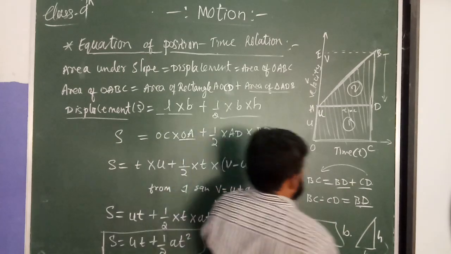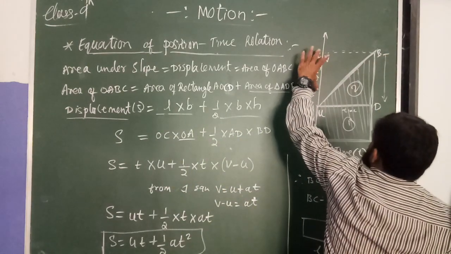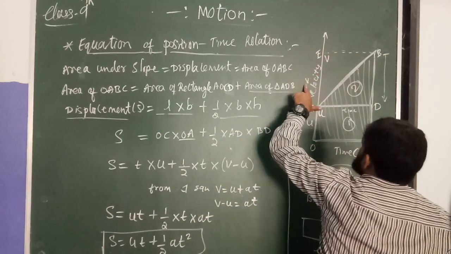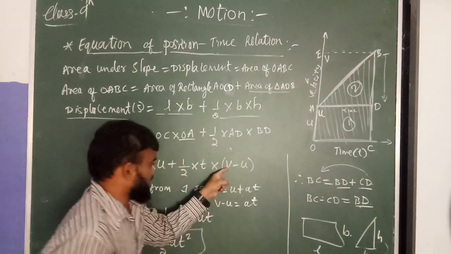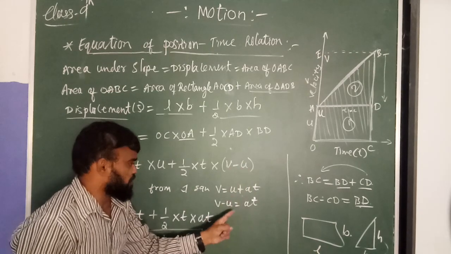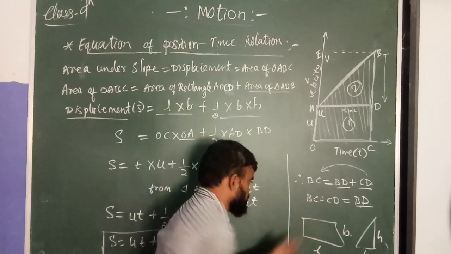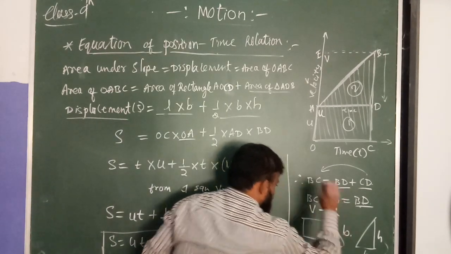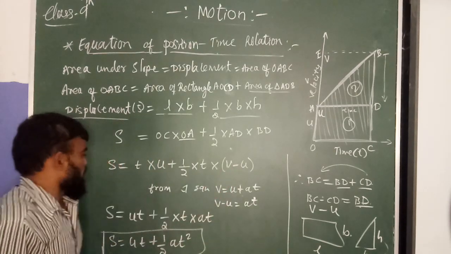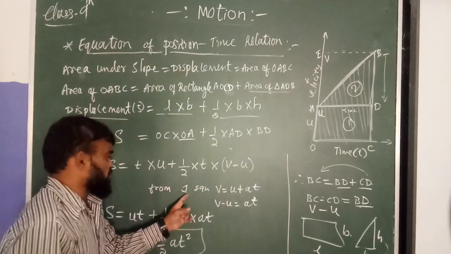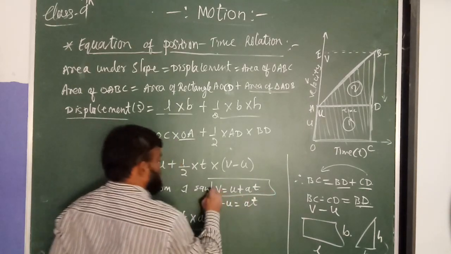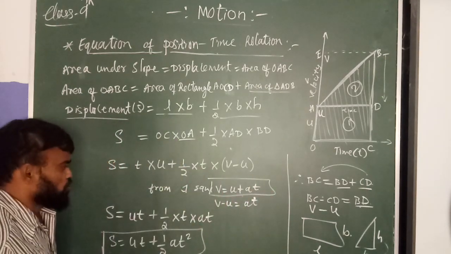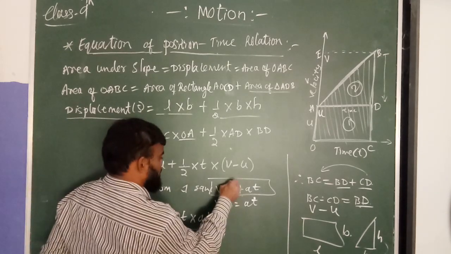What is BC? BC is V, and CD is U. So final velocity minus initial velocity, V minus U. I have put it in this form. After that, from the first equation I have solved, V is equal to U plus AT. And if I transfer this side, it will become minus sign.